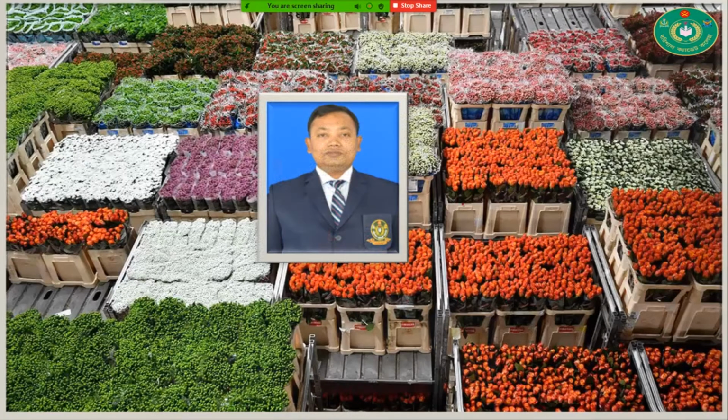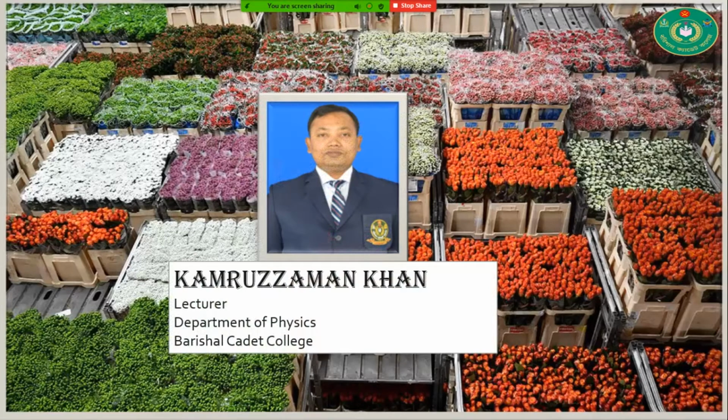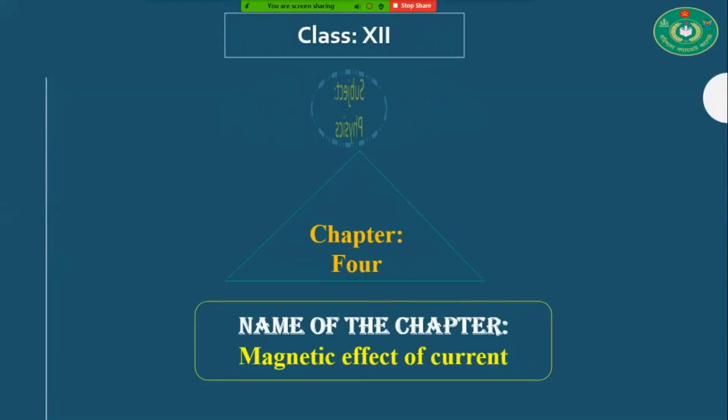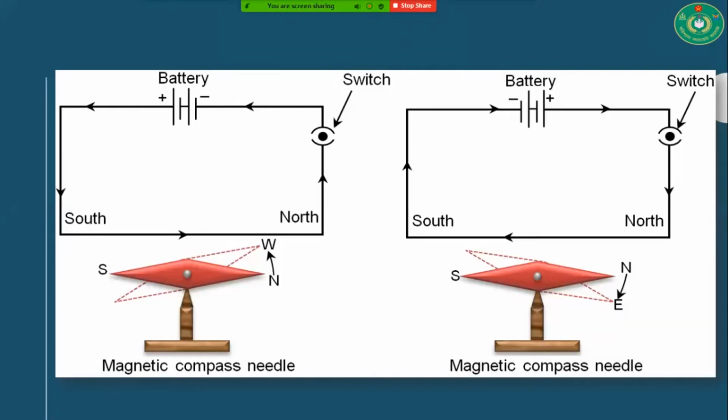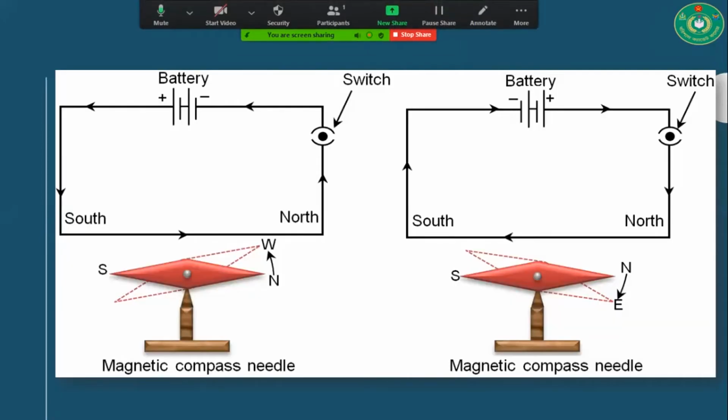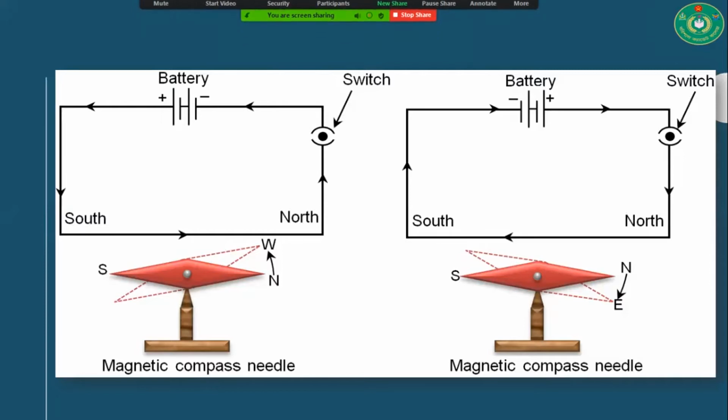Before commencing my class, I would like to introduce myself. This is Kamrul Jaman Khan, lecturer, Department of Physics, Barishal Cadet College. This class is for class 12, subject physics, chapter 4, magnetic effect of current. It is a continuation of our previous classes. So this chapter is running, no more delay here.